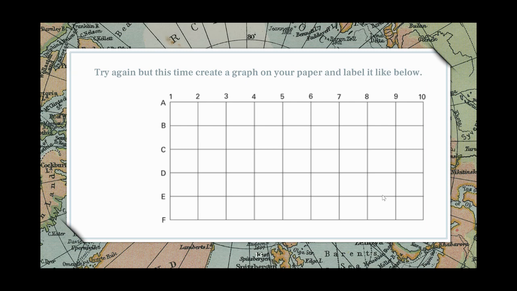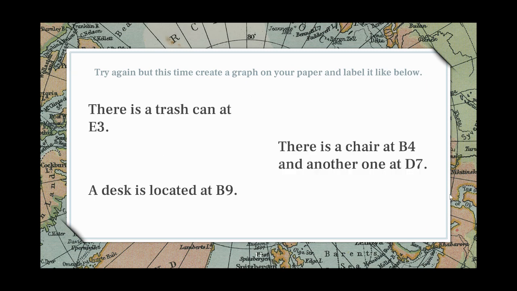All right, if you clicked play again, I hope you are ready to go. So we're going to try this again, and instead of me just giving you a general idea, you are going to use your graph to chart all of these items. So you're going to go down to the letter E and across 1, 2, 3 times. That's our space E3, and that's where I want you to put the trash can.